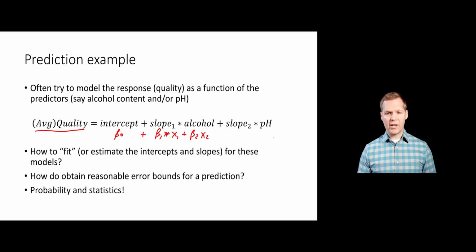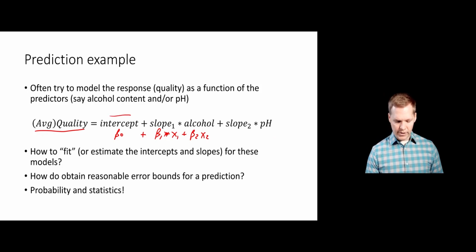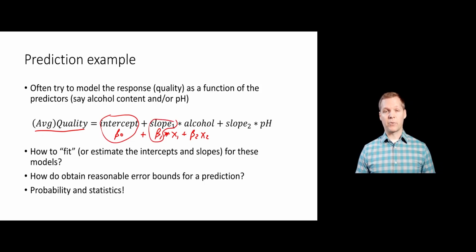The question becomes, how do I actually get values for, say, my intercept? How do I get values for my slopes based off of my data? How do I fit these models? Well, that's a whole other ballgame. We don't really have the time to talk about that here, but there's the idea of least squares, there's the idea of maximum likelihood, all things that you can learn about in our coursework.